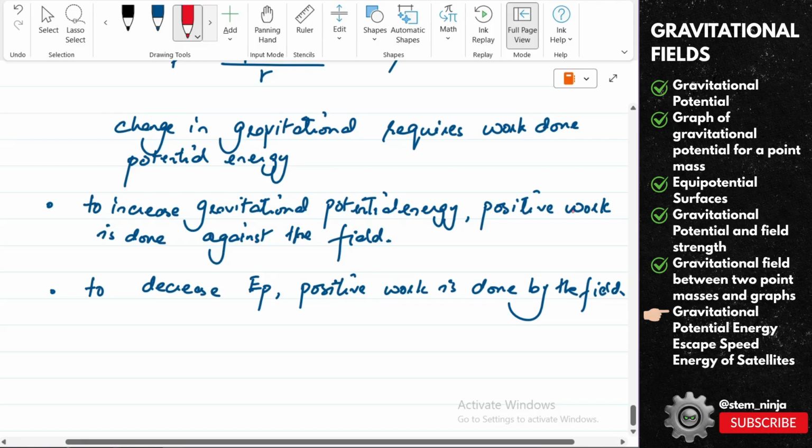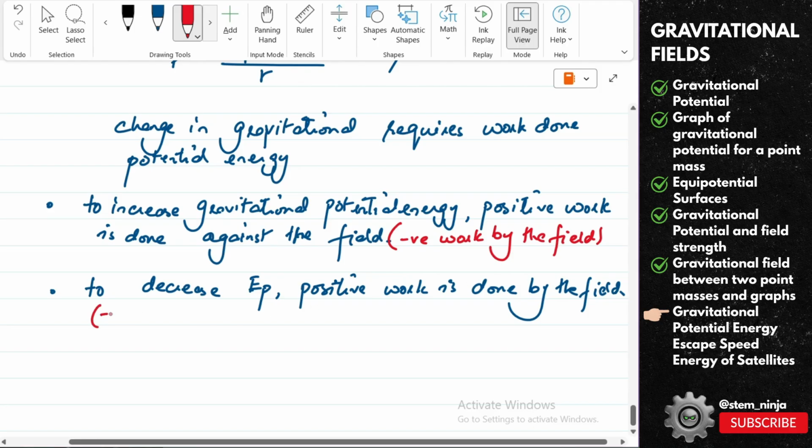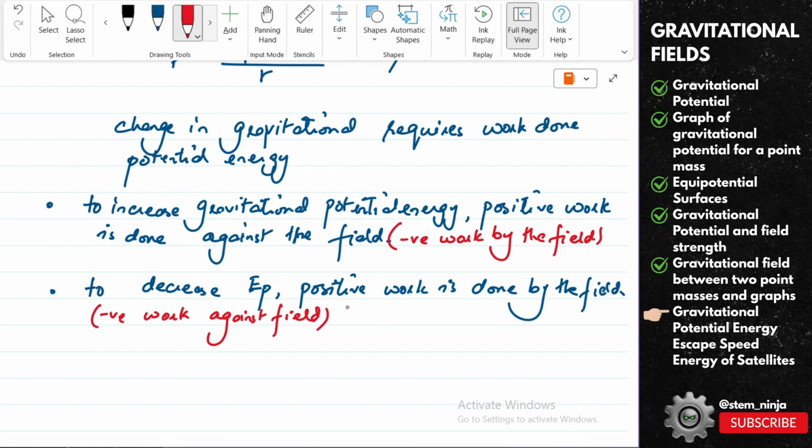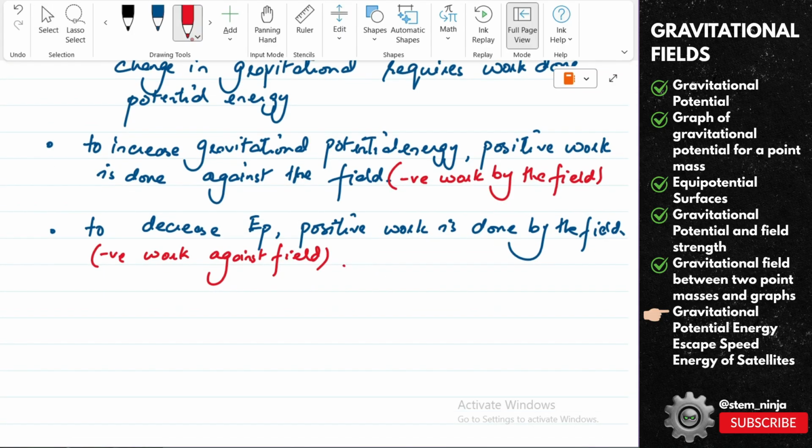Alternatively, if positive work is done against the field, you could say negative work by the field. Similarly, positive work done by the field. This would mean that negative work against the field. That means this is going to reduce the gravitational potential energy. Or you could say that this would decrease energy. This would release energy also. This means this could release energy, and this requires energy. Okay.